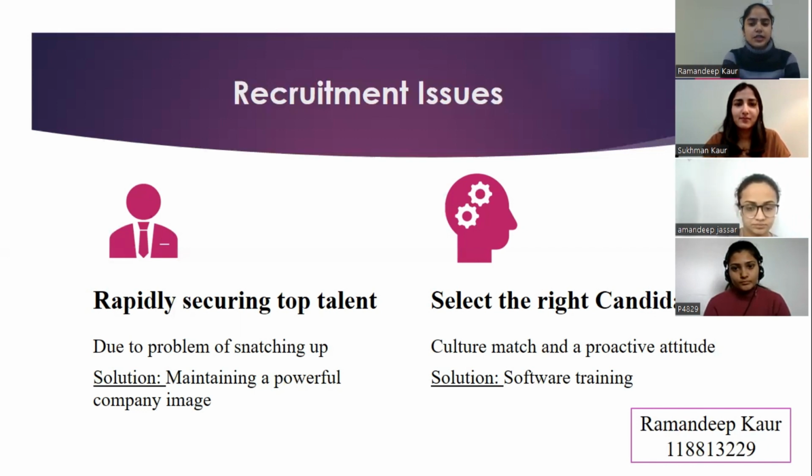The next one is selecting the right candidate. Selecting the right candidate means choosing the person which fits best for the job position. It includes both culture as well as personality matching, which further includes aptitude, attitude, as well as knowledge. For this, we can train our software to select a person according to job description as well as requirements, because it is very hard for a human being to make this kind of selection.